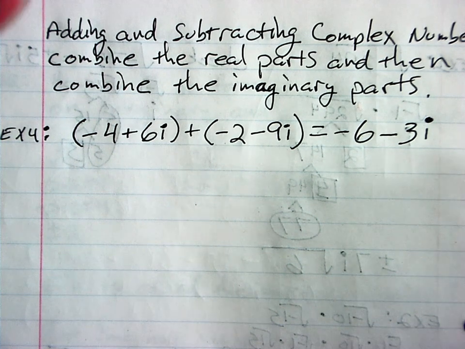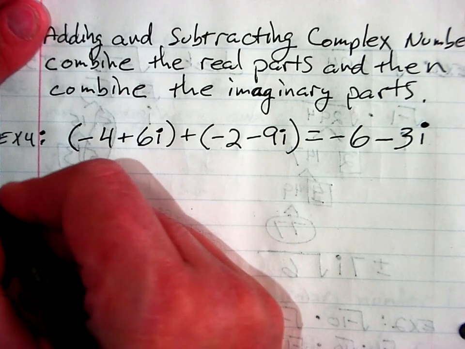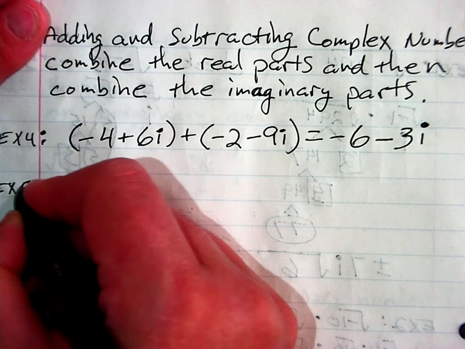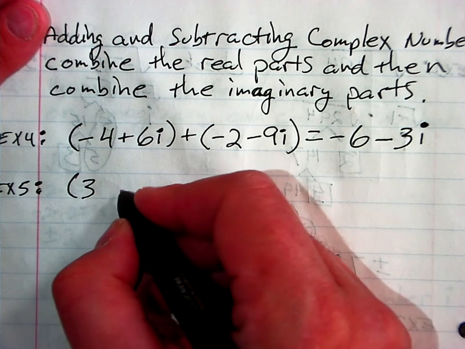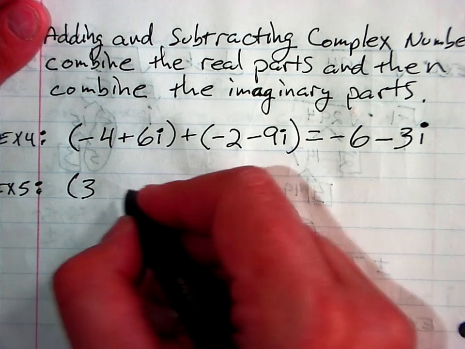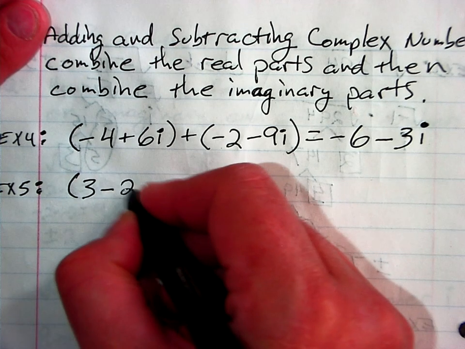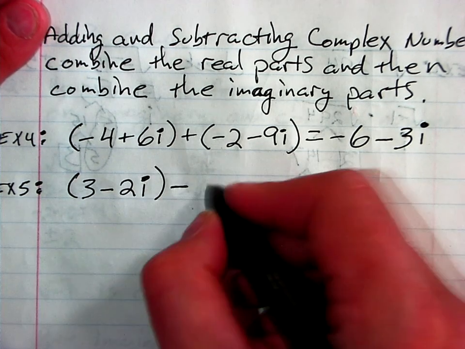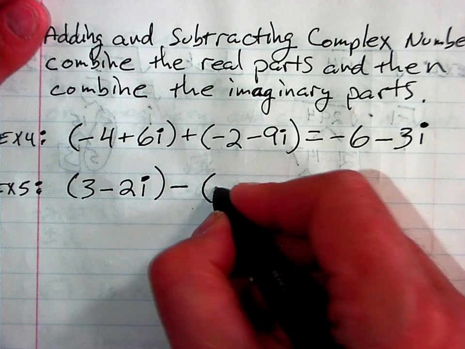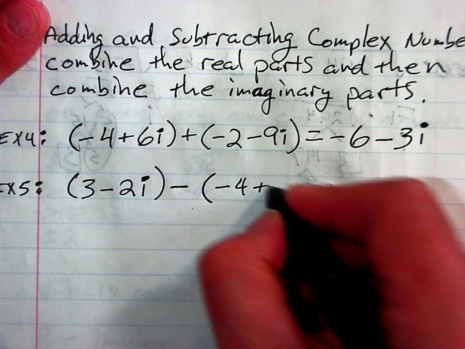Okay, just making sure. All right, example 5 is one step harder than example 4. I said example 5 is one step harder than example 4. (3 - 2i) - (-4 + i).